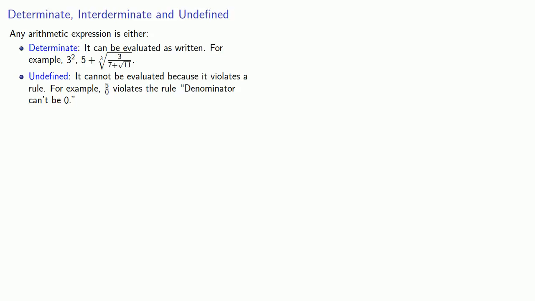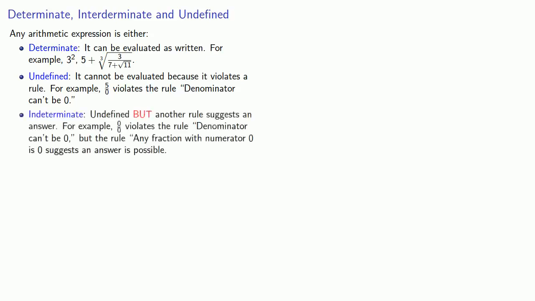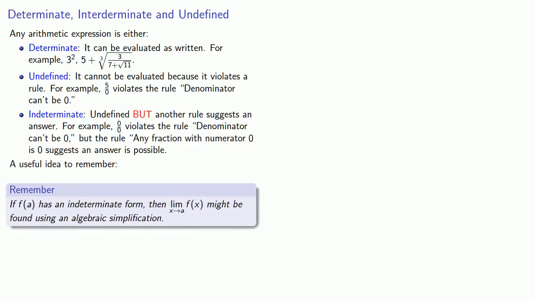And finally, the most important case, the expression might be indeterminate. It's undefined, but another rule suggests an answer. For example, the expression 0 over 0 violates the rule, denominator can't be 0. However, the rule any fraction with numerator 0 is 0 suggests that an answer is possible. And here's a useful idea to remember. If f of a has an indeterminate form, then the limit as x approaches a might be found using some sort of algebraic simplification. We'll take a look at those simplifications next.